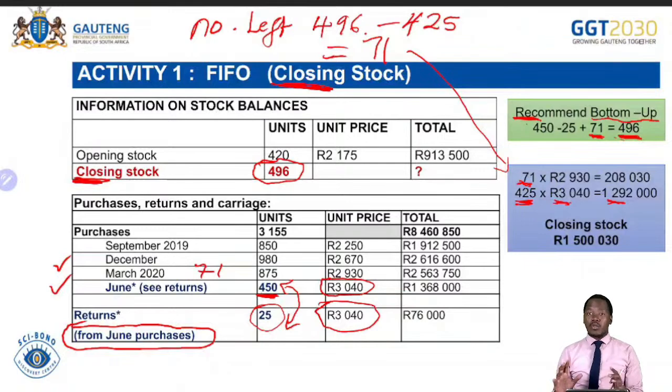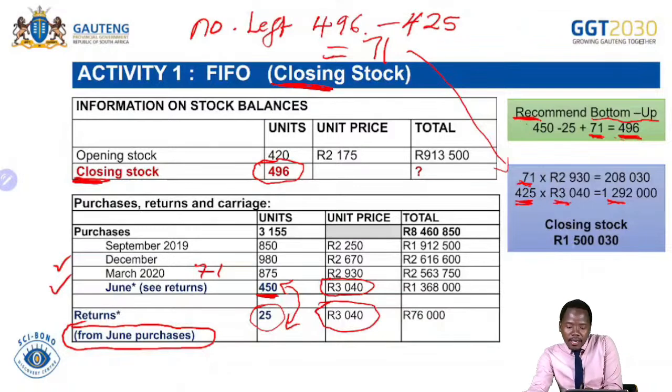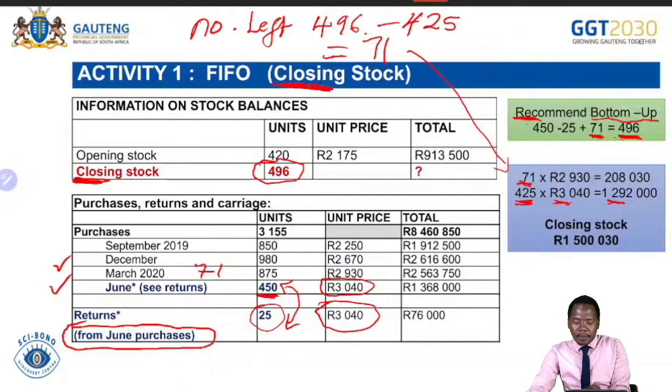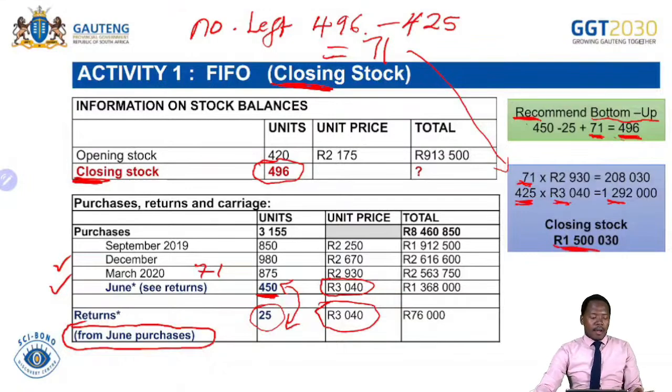208,030. Now, grade 12, we are adding the two amounts, 208,030 plus 1,292,000. And then we are getting 1,500,030. That becomes our closing stock, grade 12. So that should be our closing stock. Now, moving on, grade 12. I hope we all got that.